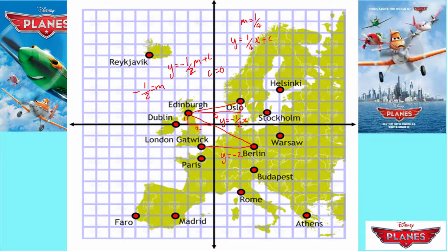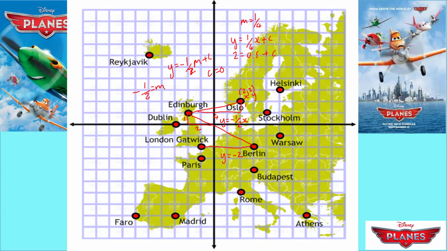So let's look at Oslo. That coordinate is 2, 2. So we can substitute this into the formula to find out what c is to make sure. So if x equals 2, what's 1/4 times 2? That's 1/2. So I'm just going to do 0.5 plus c.